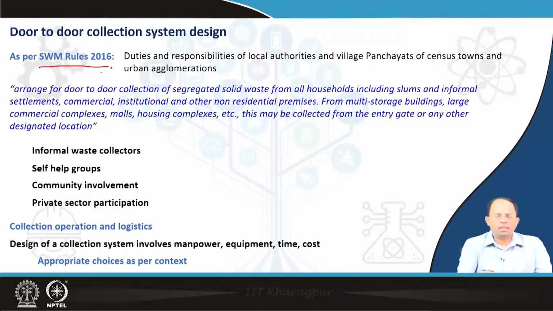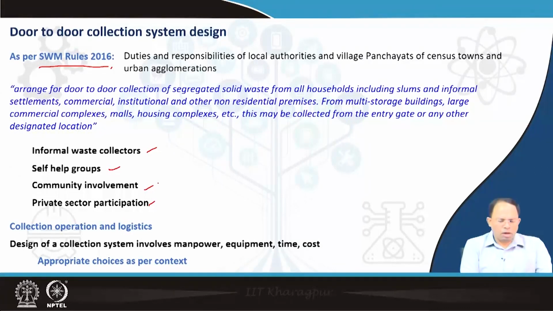To do this collection, the rules suggest to involve informal waste collectors into the system, to involve the self-help groups of that particular area, or form informal waste collectors into self-help groups and then utilize them in the system. The community of that particular area can be involved, and finally private sector participation is also encouraged, to build a more efficient door-to-door collection system.